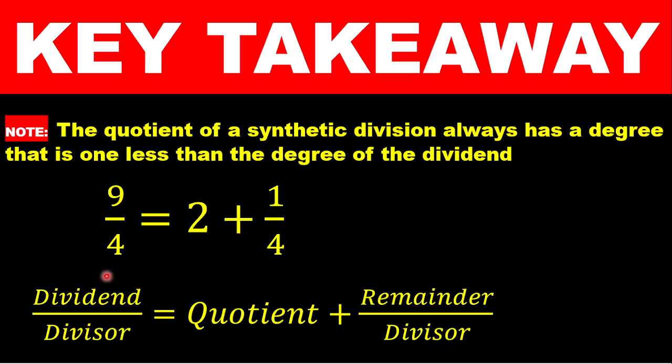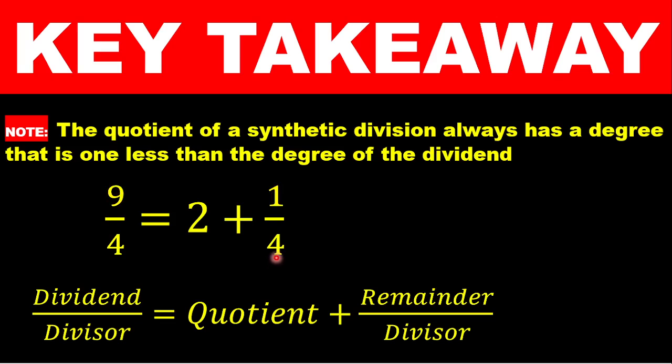Now, in basic mathematics, 9 divided by 4 is equal to 2 plus 1 over 4. That is, when 4 divides 9, the quotient is going to be 2. But then there will be 1 remaining. So that 1 remaining is here. And then the number used to divide the 9 is 4. So we have it here.